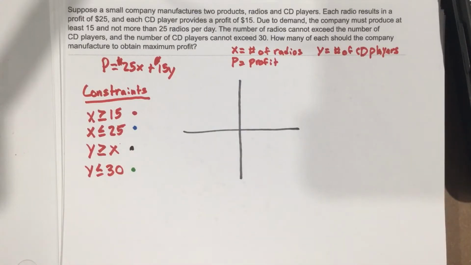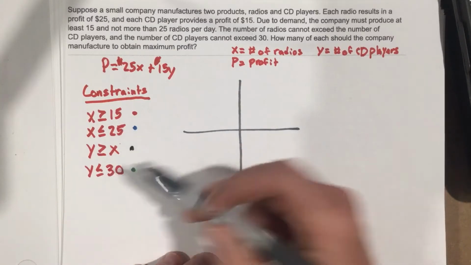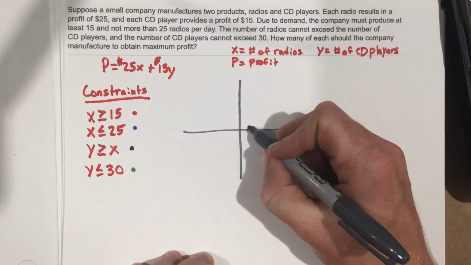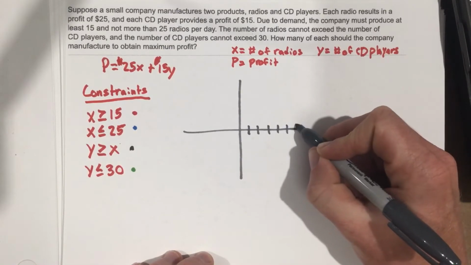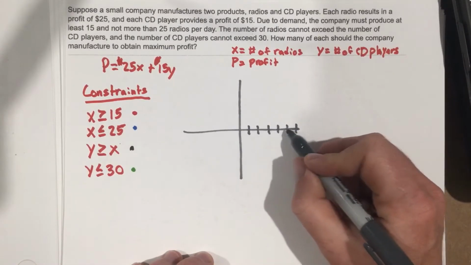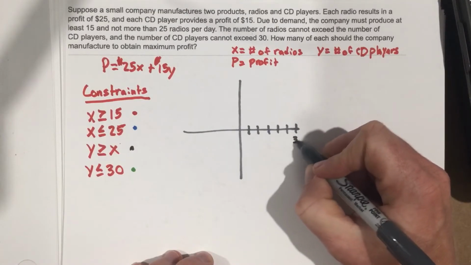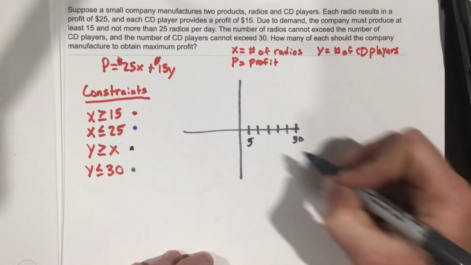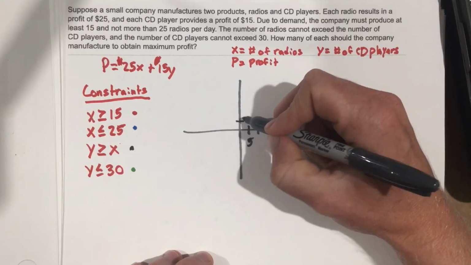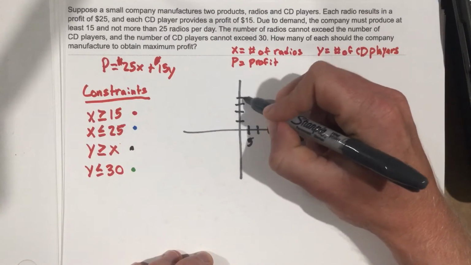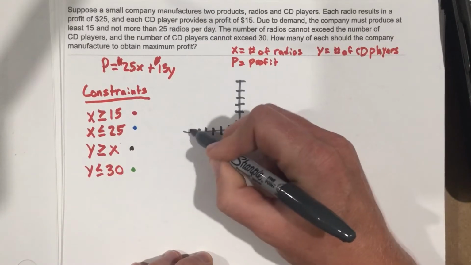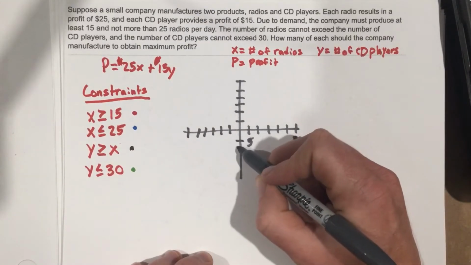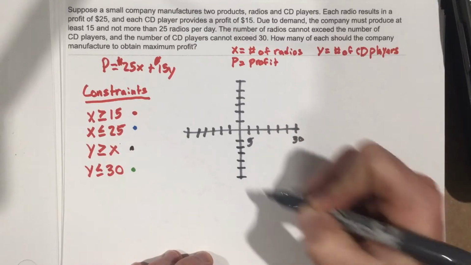Now we're going to go up by 5s here, I think, because that makes most sense because of 15, 25, and 30. So we're going to say 5, 10, 15, 20, 25, 30. So that's 6 lines. I'm going to mark this as 30, and this is 5. And then hopefully you guys can see that that's what we're going to do each time.